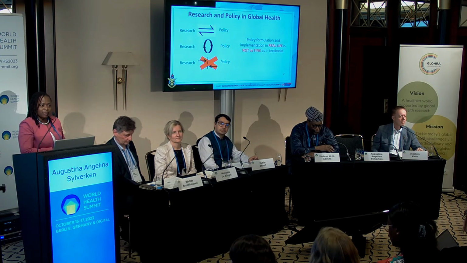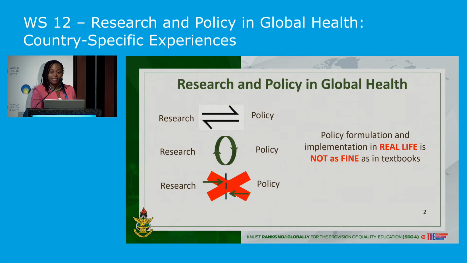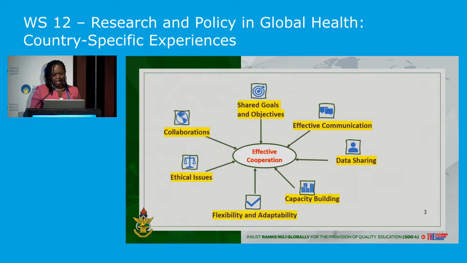However, I need to make a point that, look, what we find in books pertaining to policy formulation and implementation, unfortunately, is not what we see in real life. So the question is, how do we then engage with policymakers? I am saying policymakers because I'm a researcher. So how do I involve or engage policymakers so that we can cooperate effectively? And I have some few points.